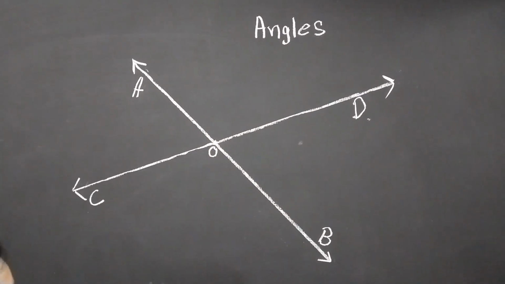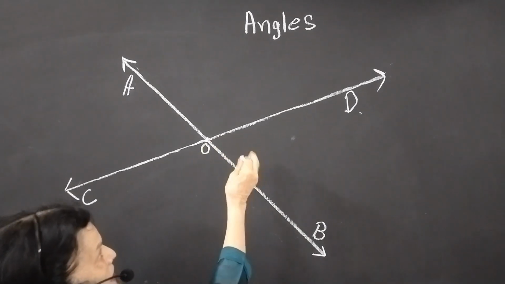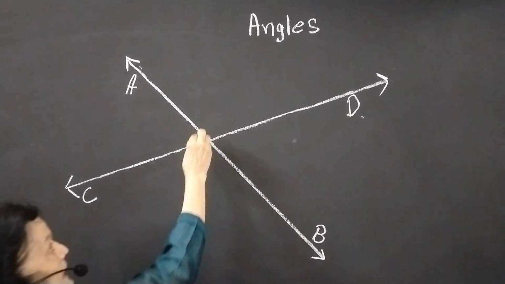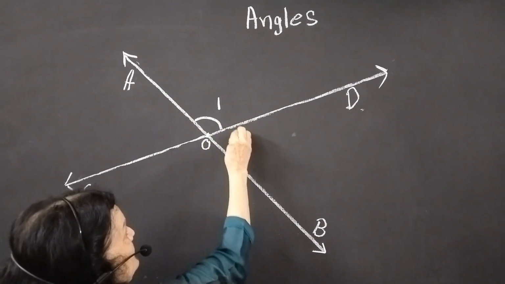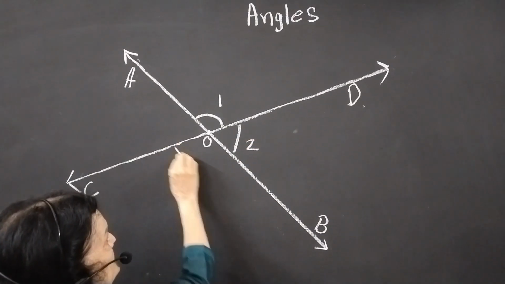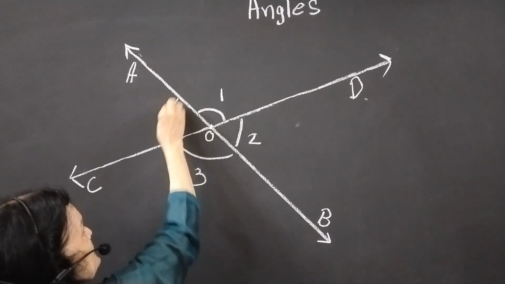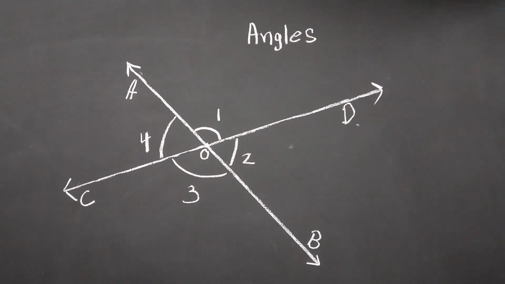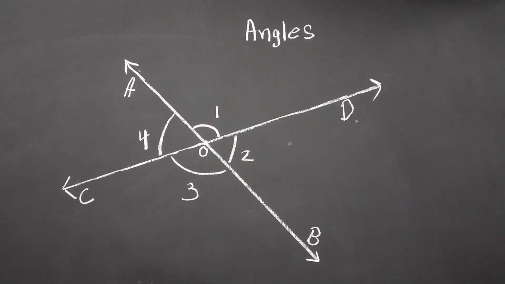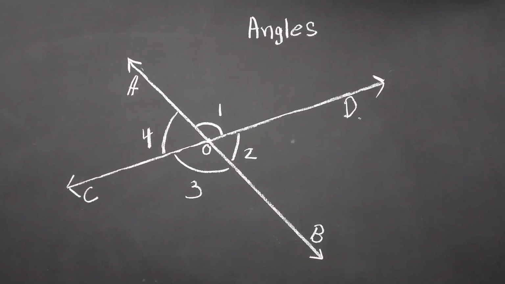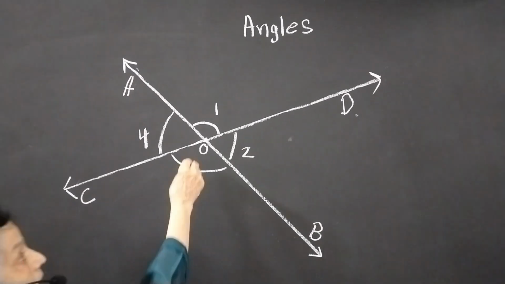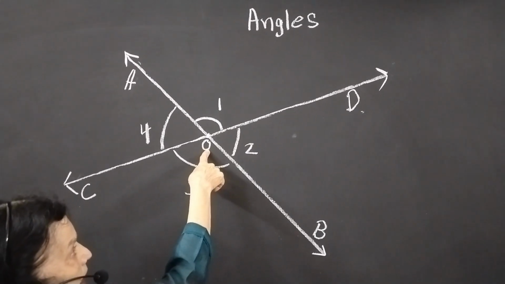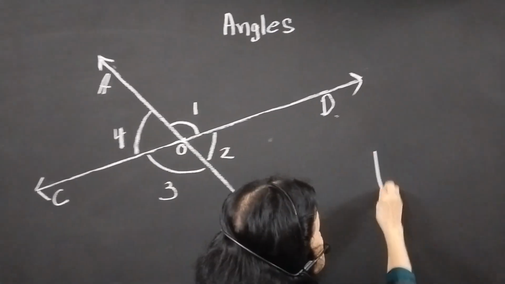So here we can see that there are four portions formed due to these intersecting lines. This is one part, this is the second part, this is the third part, and this is the fourth part. Now each of these parts is called an angle. And how are they named? Let us study that first. Here the two lines are intersecting and this particular point is called the vertex.